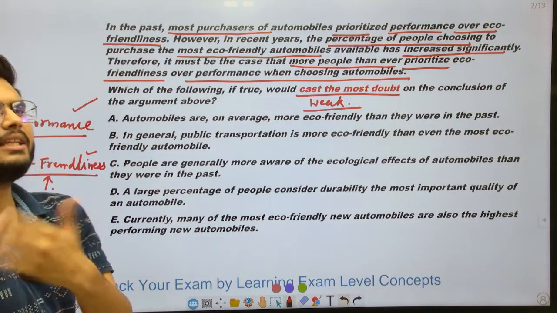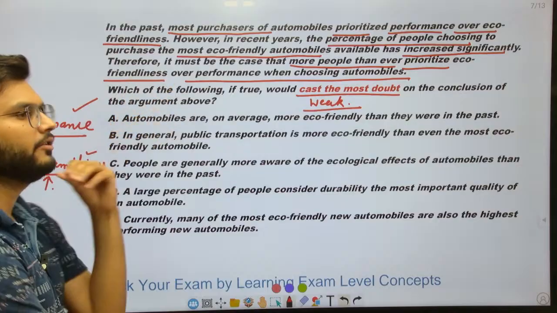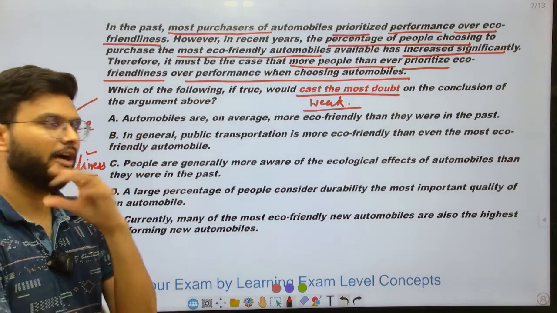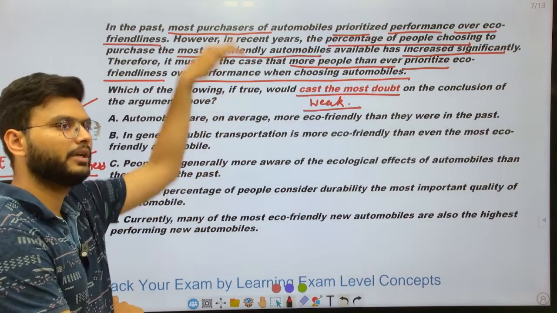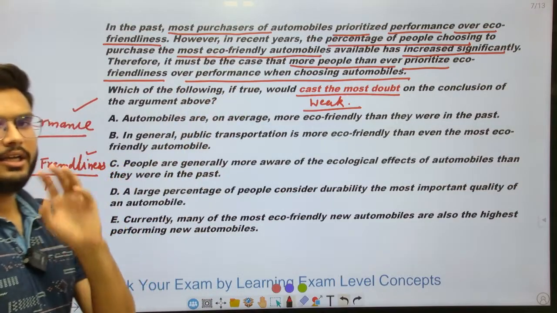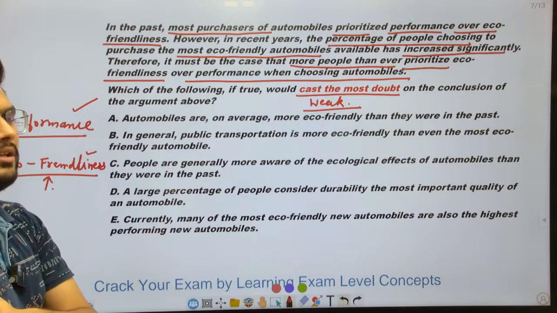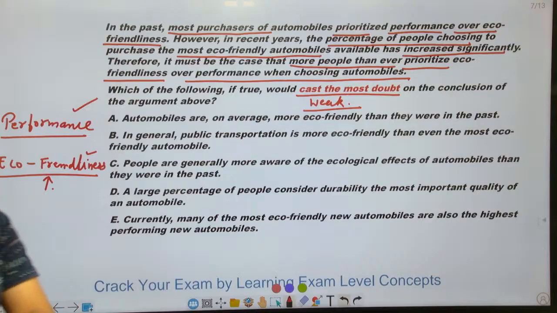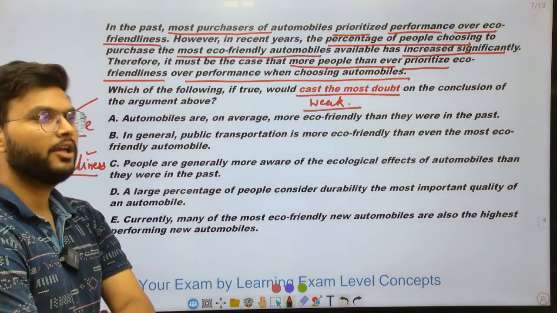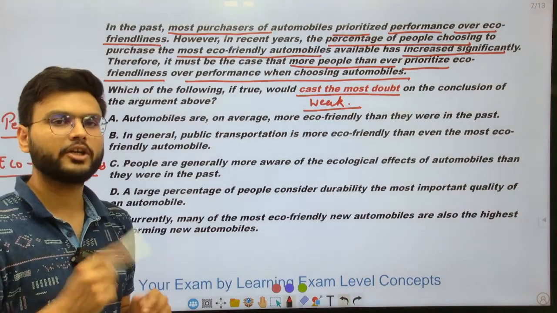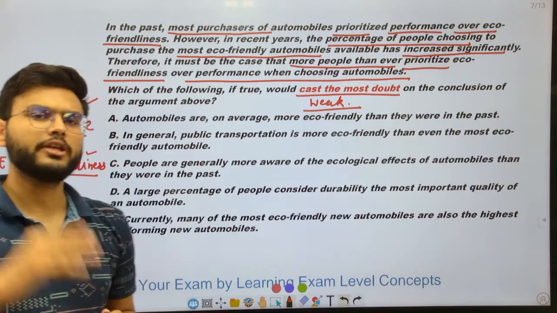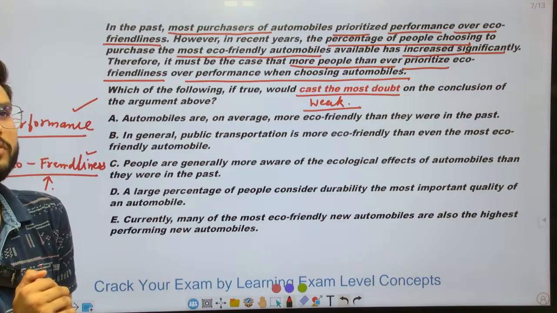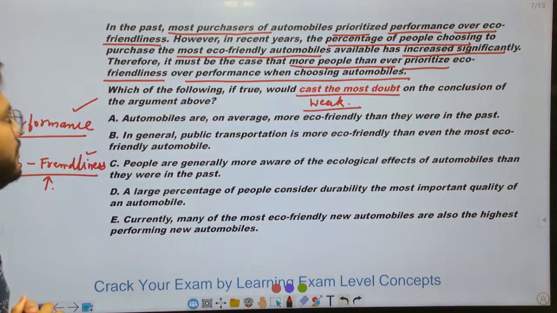Or anything which has altered the scenario. The author might have missed a fact which tells that whatever you are saying is not the way it happens in reality. You might have missed something. This is what weaken means. Weaken means to reduce the persuasiveness. Weaken does not mean to destroy the argument. If you reduce the persuasiveness by even 1%, it is weakened. All right, let's see.